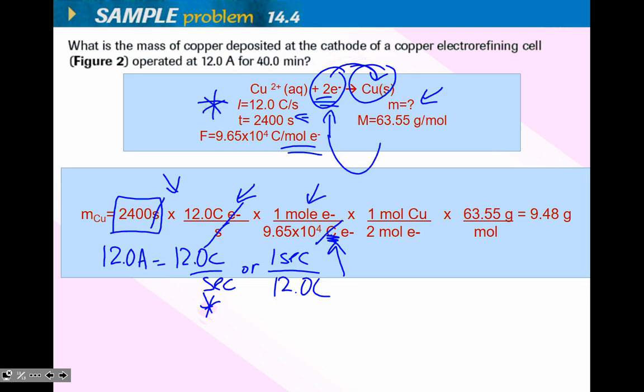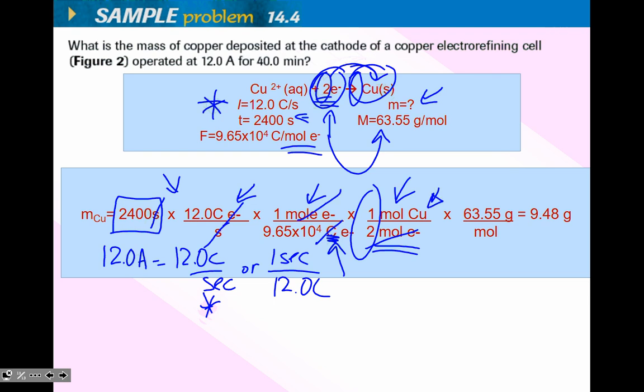Now I'm here. I want to go from here to copper. So I have to use my molar ratio of what I have on the bottom and what I'm looking for on the top. I have 2 moles of electrons for every 1 mole of copper being formed. This is going to cancel out my moles of electrons. Now I have an answer in moles of copper.